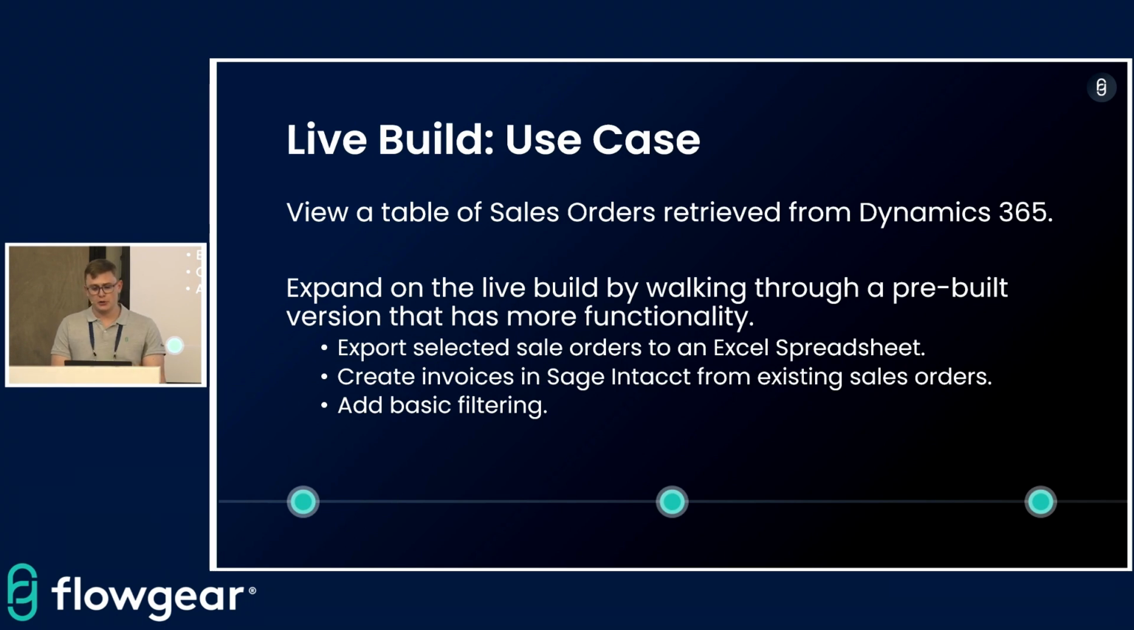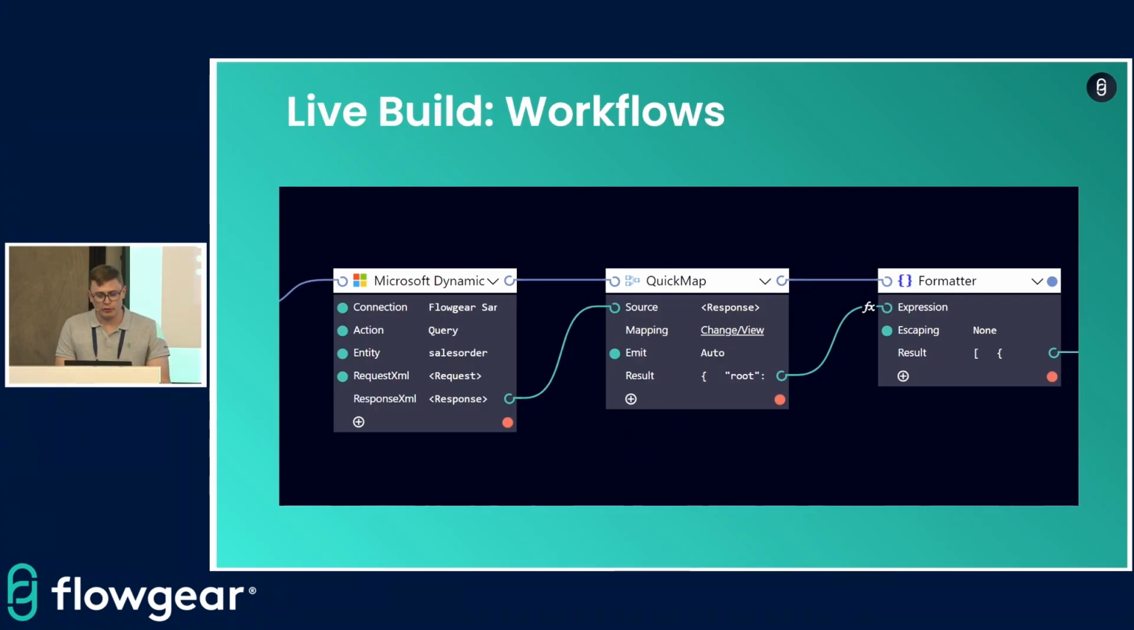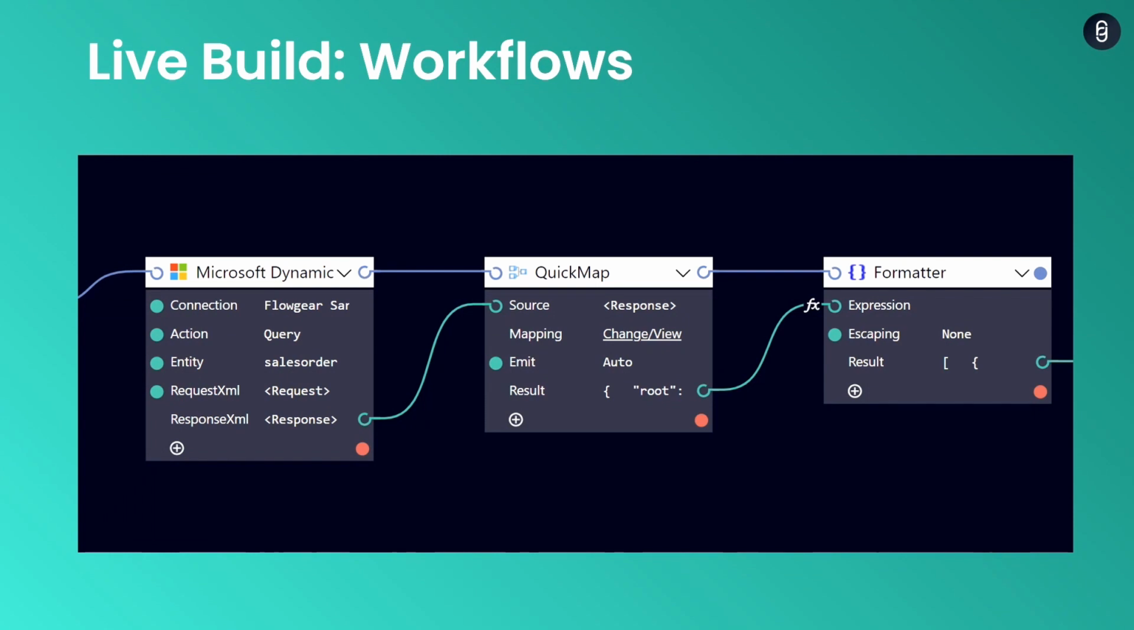So today we'll be showing you a use case where we created sales orders. We'll view a table of sales orders from Dynamics CRM 365. And then we'll also expand on this live build by showing you a slightly extended build that can export those selected orders or can create invoices in Sage Intacct from these orders in Dynamics CRM. We'll also show some basic filtering on that extended one. So as we get to the workflows, Carl will show you what is required specifically from a Flowgear web app point of view, as there are certain configurations required to enable the parsing of the data.